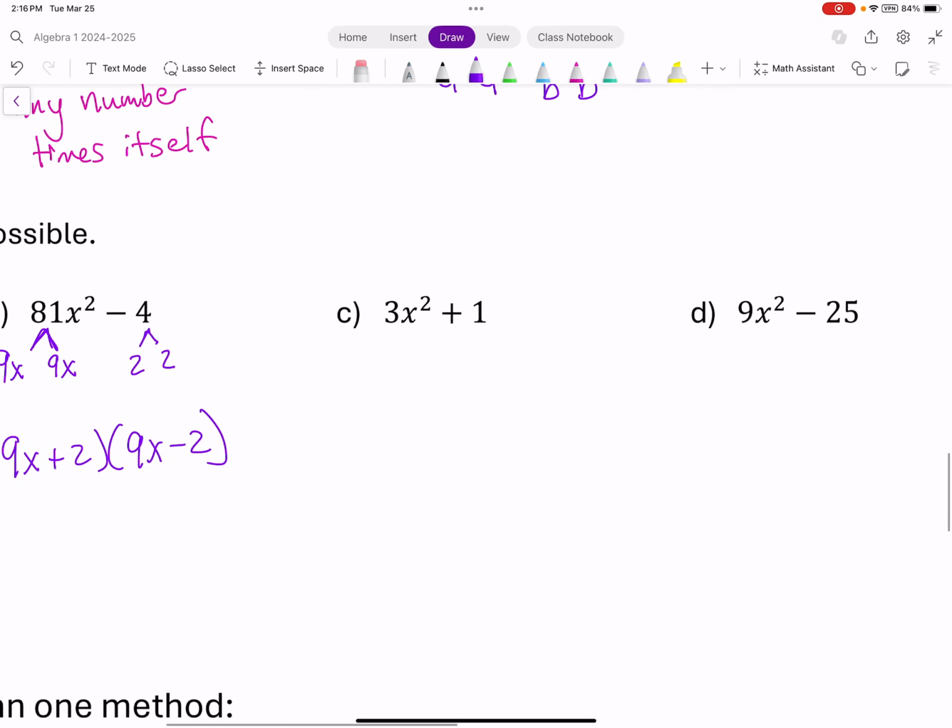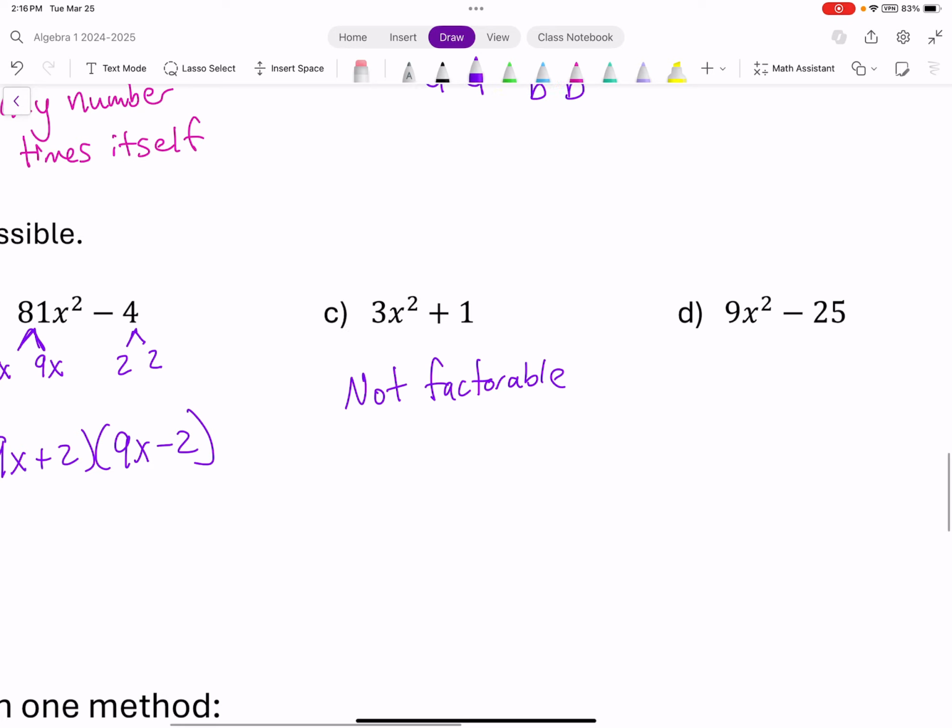If you look at letter C, this one is not a subtraction problem, so we would call this one not factorable. We cannot use the difference of squares here because it's not a difference and it's not squares either.